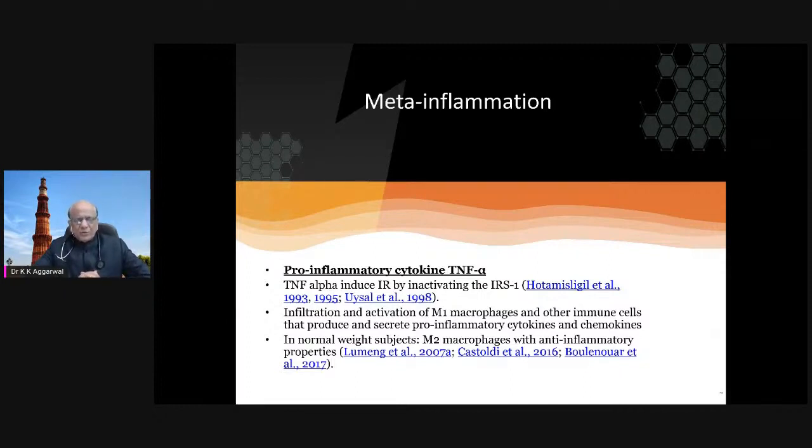So these things we have to remember when we understand macrophages, because later on when we talk about treatment, we will talk about how anything which reduces TNF alpha may reduce the inflammation of diabetes, and anything which reduces M1 macrophages and increases the M2 macrophages will improve the diabetic inflammation.